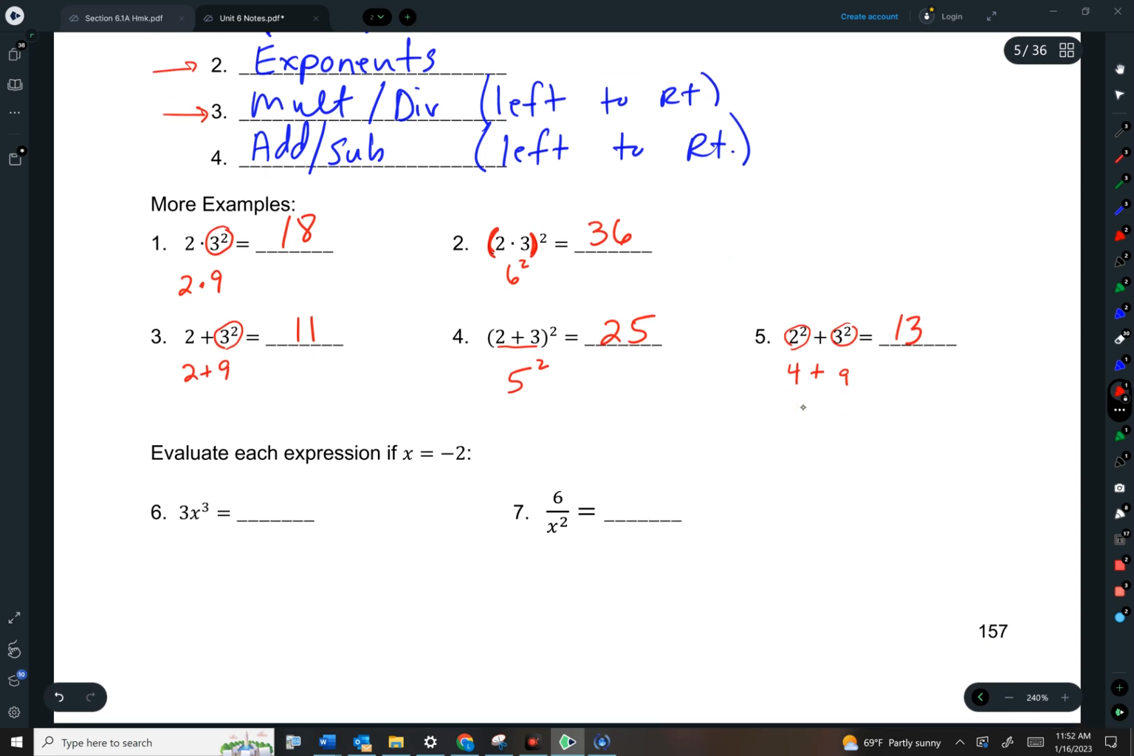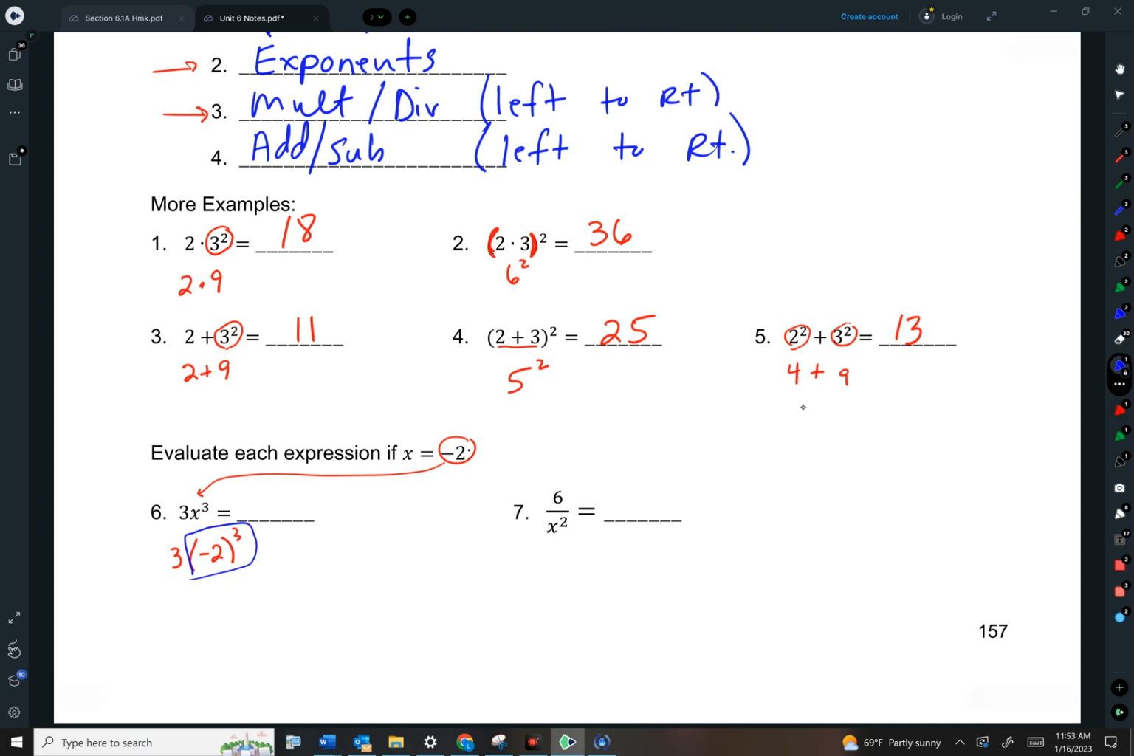Okay, look at number 6. It says evaluate each expression if x equals -2. So in other words, we're going to plug -2 in for x. So I've got 3 times x cubed. Anytime you plug a number into a variable, you always want to think about putting it in a parenthesis. So in the parenthesis is the -2, and that -2, that x, is being cubed. So if I simplify, even though there's a parenthesis, there's nothing to do inside the parenthesis, right? So that means the first thing I'm going to do is the -2 cubed part.